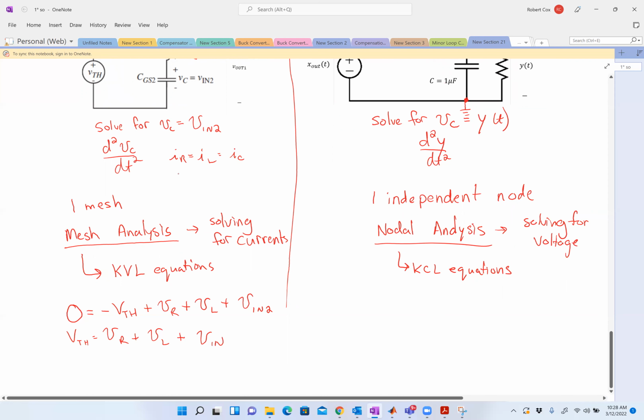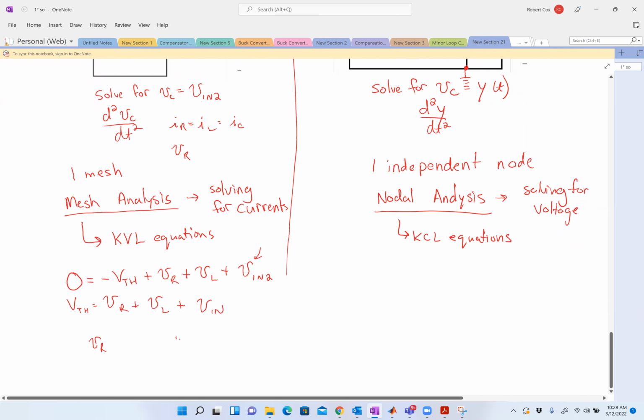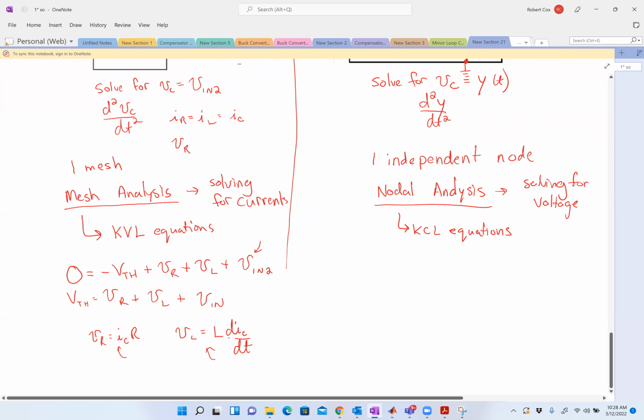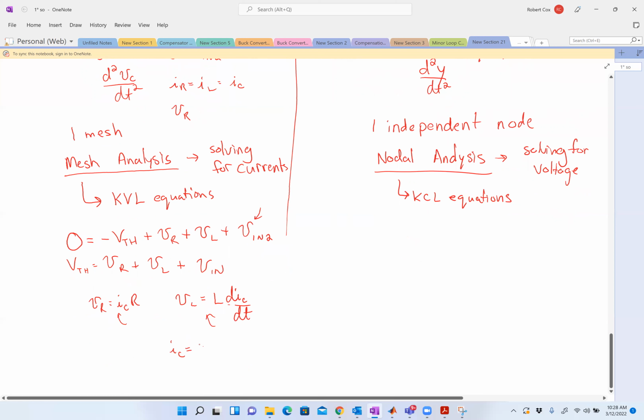So if I know that, then if I look at my KVL equation, it has in it VR and it has in it VL. Because the currents are all the same, I can say VR must be I_C times R, and VL must be L times dI_C/dt. I use the primitive relationship that I know for the voltage and the resistor, and the same for the inductor, but I have another one too: I sub C equals C dV_C/dt, which in terms of the way I've written this is C dV in two/dt.